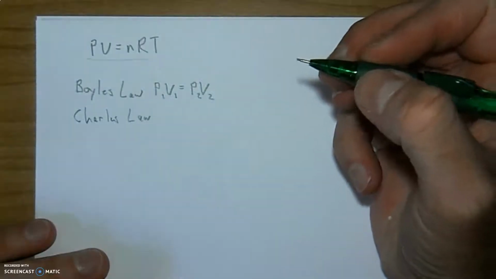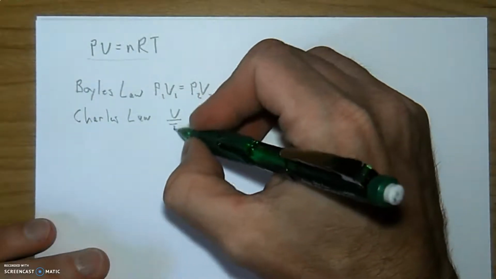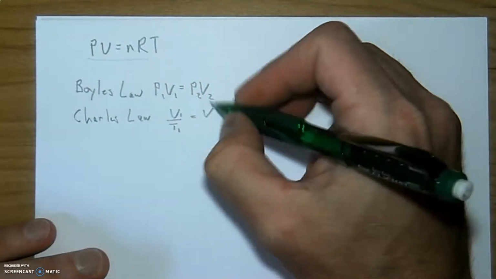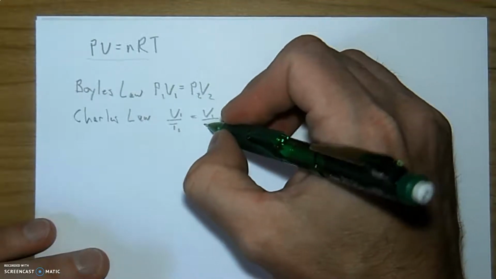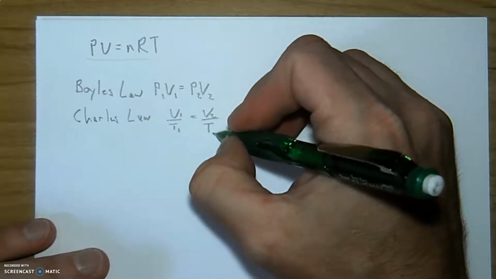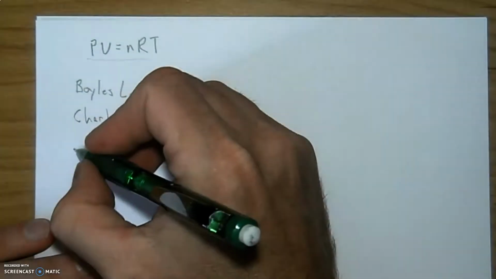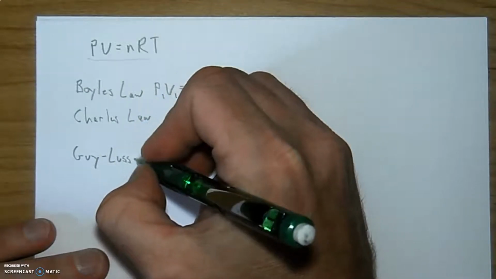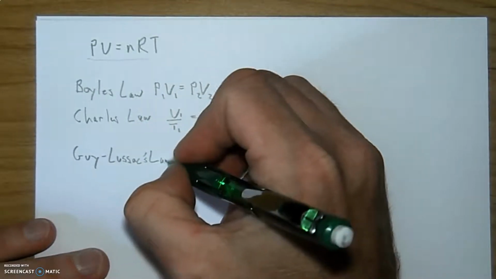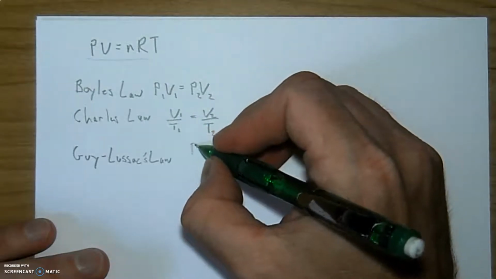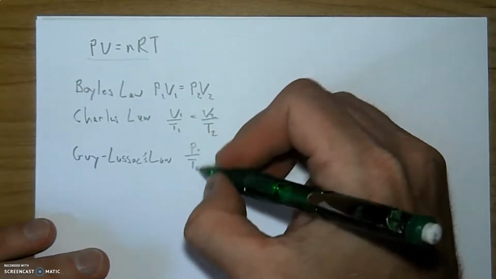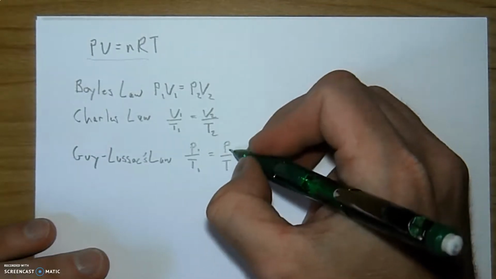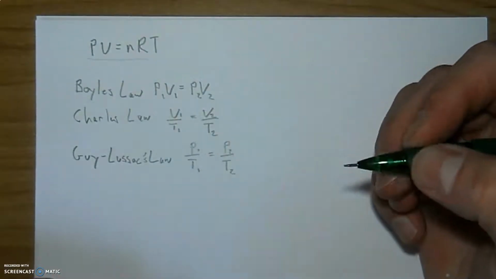So for example, Charles' law, we are looking at the relationship between volume and temperature. And I will show a little drawing on these for these guys in a little bit. You have Gay-Lussac's law. And this one is looking at pressure and temperature. And again, it's a direct relationship. As one changes, the other changes by the same factor.